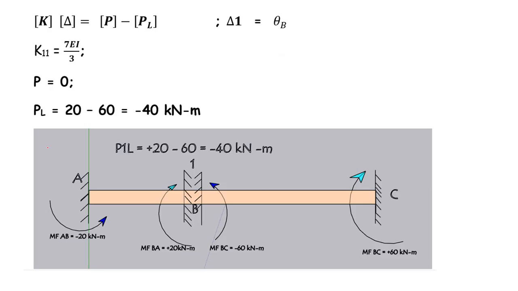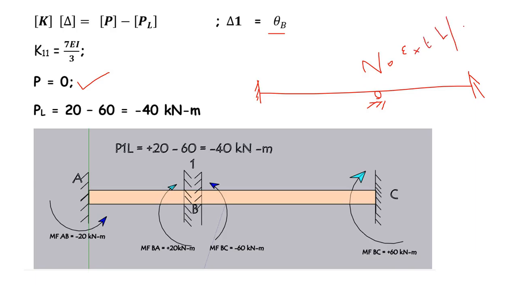Then you remember this formula that K multiplied by delta is equal to P minus PL, and delta 1 is theta B. Okay, so this is theta B, and K11 equal to 7EA by 3. P, as I told you, is the external loading at these locations. At this location, roller support, for example, let us draw the beam again. So for this beam, at this point, there is no external load or moment. So P is equal to 0.